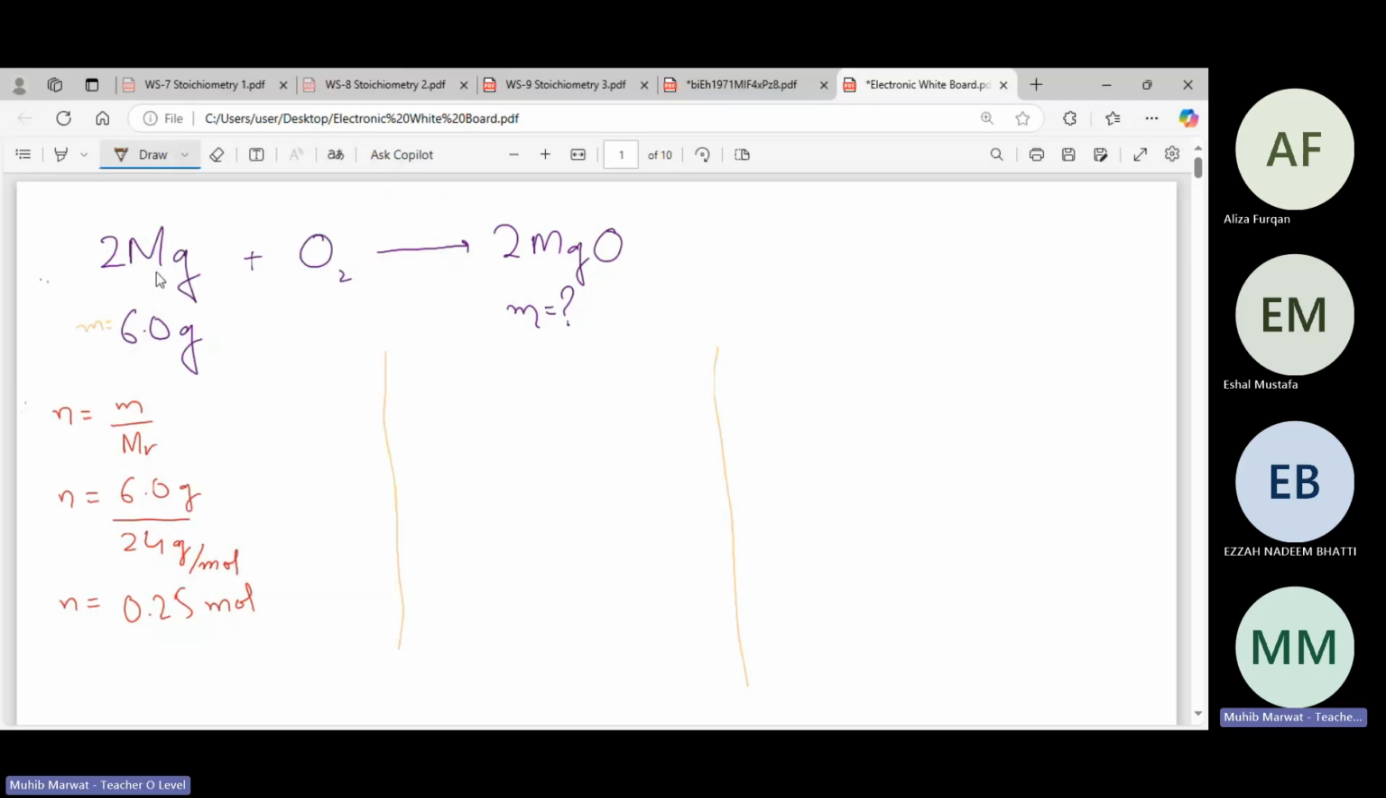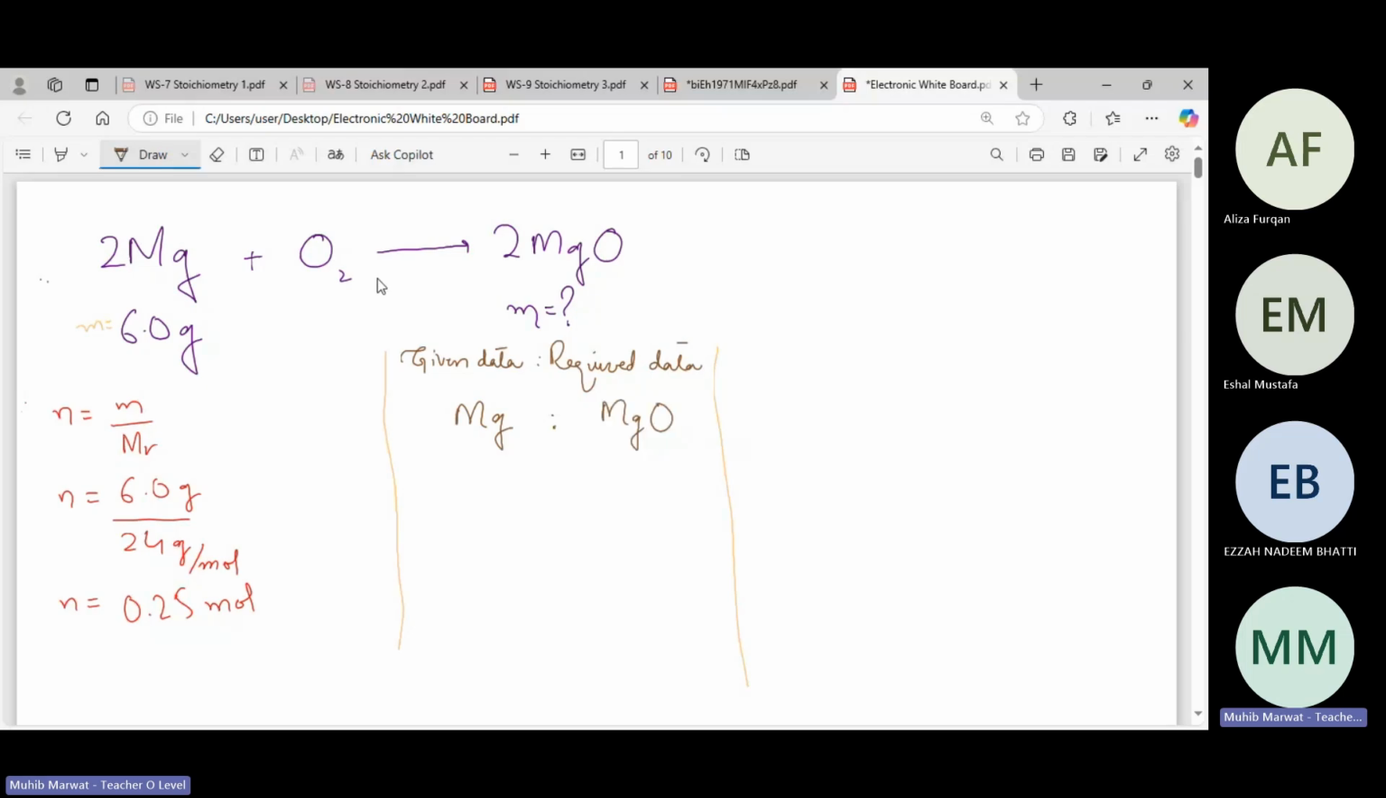Now we have converted the mass of magnesium into number of moles. Step number 1 cleared. Now step number 2 is the ratio method. What is meant by the ratio method? We will be finding the number of moles of magnesium oxide by the ratio method. We will be comparing the given data and the required data. The given data is magnesium and the required data is magnesium oxide.